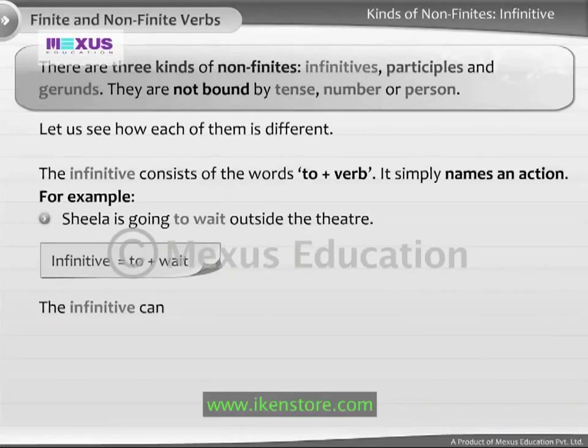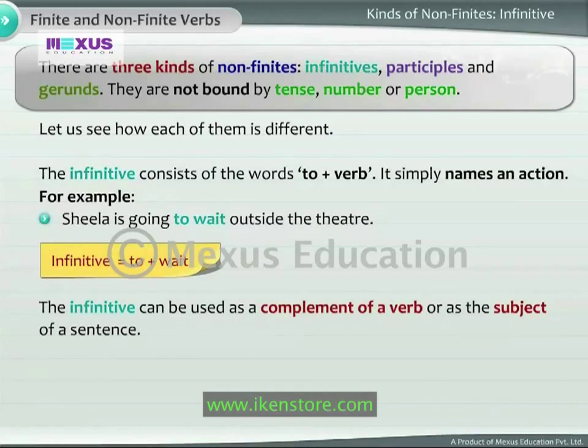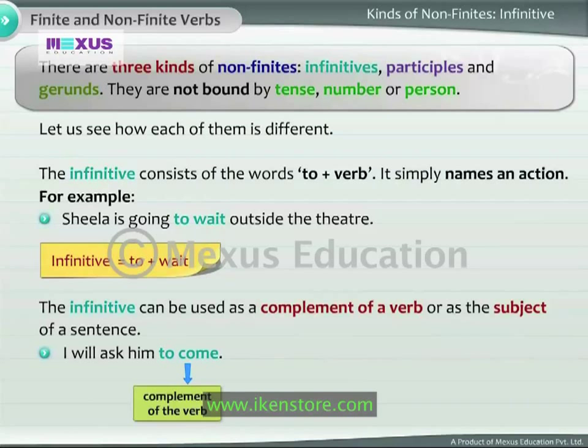The infinitive can be used as a complement of a verb or as the subject of a sentence. For example, I will ask him to come. The infinitive to come is used as the complement of the verb ask. To accomplish such a task is amazing. Here, the infinitive to accomplish is used as the subject of the sentence.